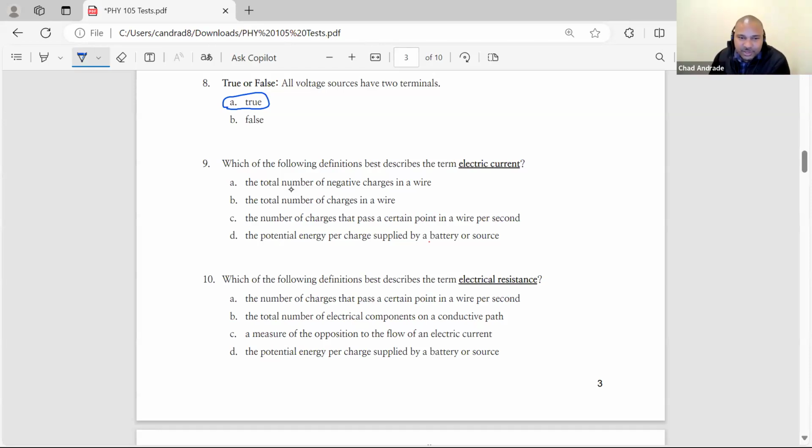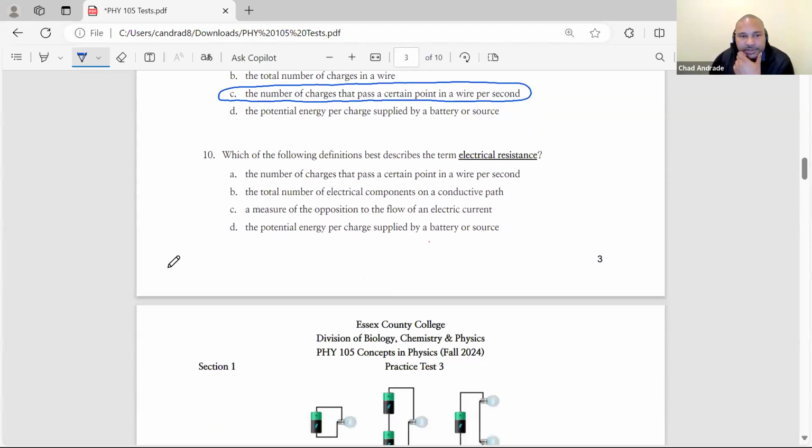So it has nothing to do with the potential energy. This one, D, we already defined as voltage. Electric current has to do with charges moving in a conductor, and it has to do with the rate at which they're moving. How quickly are they moving? The correct answer is C, the number of charges that pass a certain point in a wire per second.